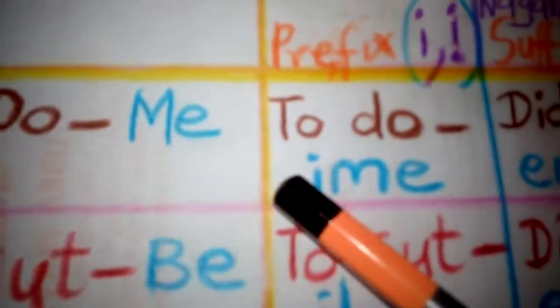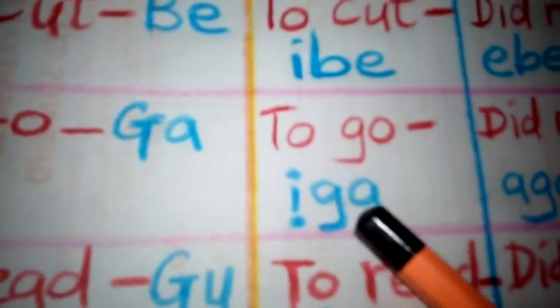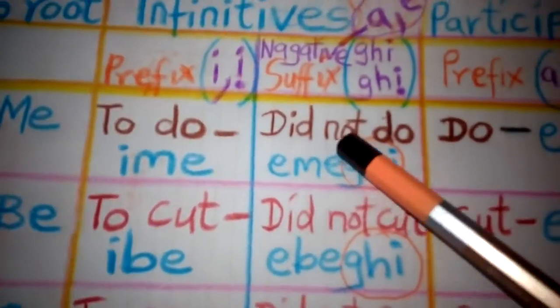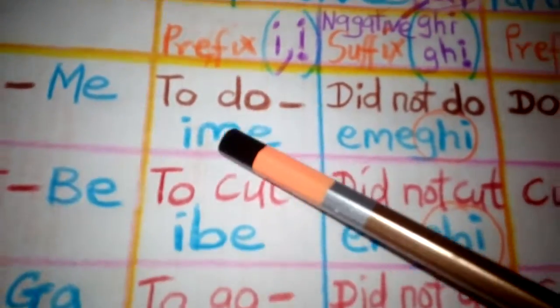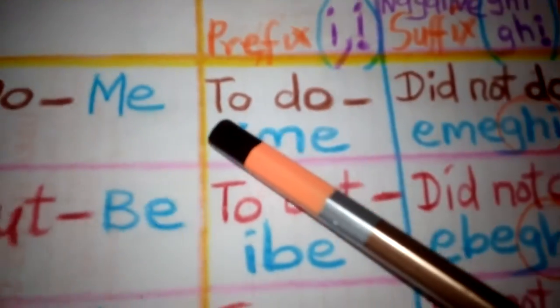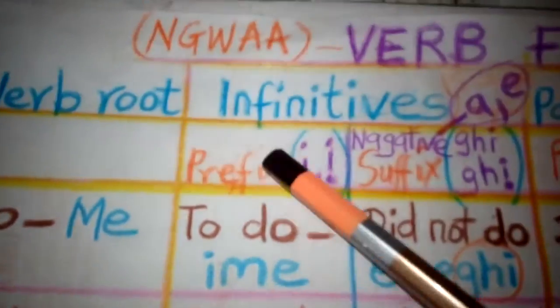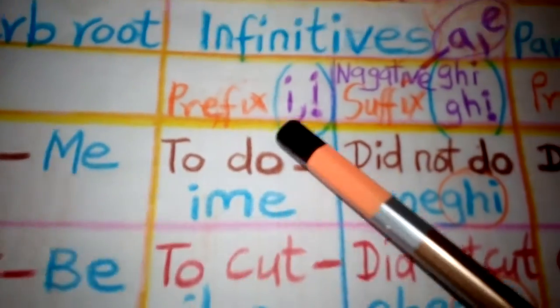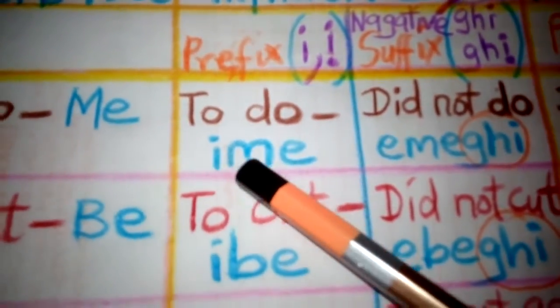This group all have dots underneath, the other group they don't have. So that's why I use ime, ibe, iga, because they belong to that group. So this is the infinitive form. The infinitive form in the English language goes with "to": to do, the verb comes after "to". And e or a comes in the Igbo language as a prefix.